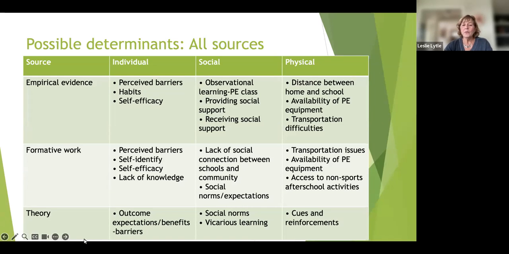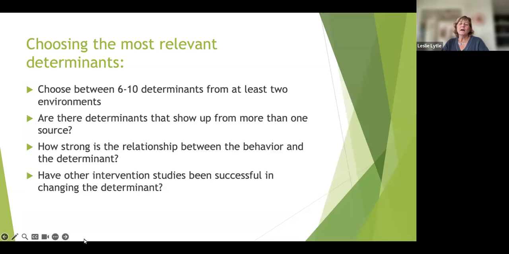So at this time, we now have 22 possible determinants to build our intervention around, but 22 determinants is way too many. If we tried to target all of these, we would dilute our intervention and probably would end up with nothing. So we need to make some decisions to get down to about 6 to 10 determinants.